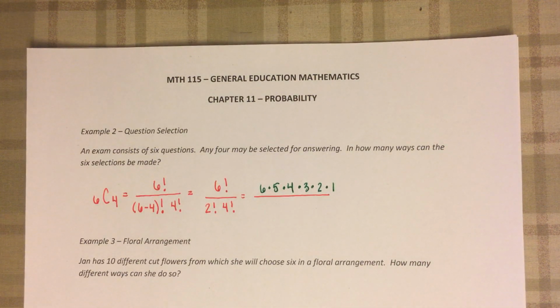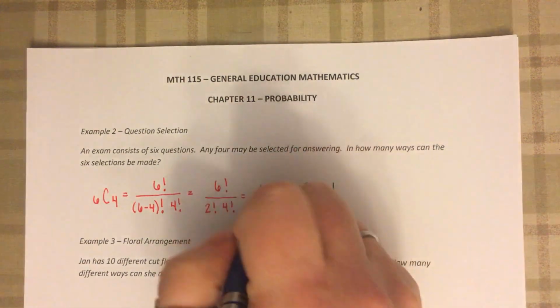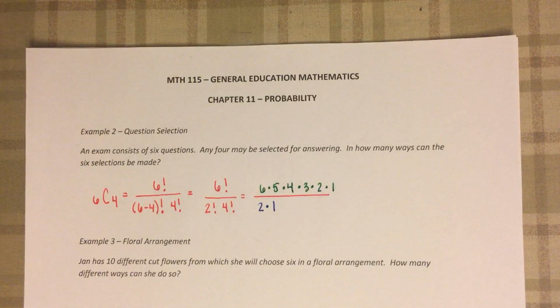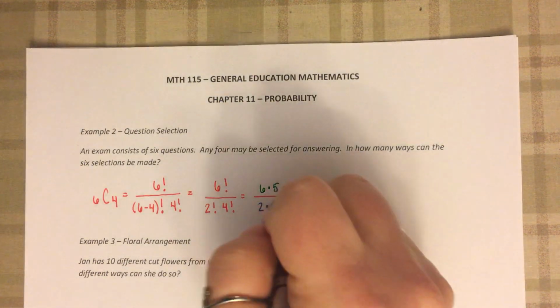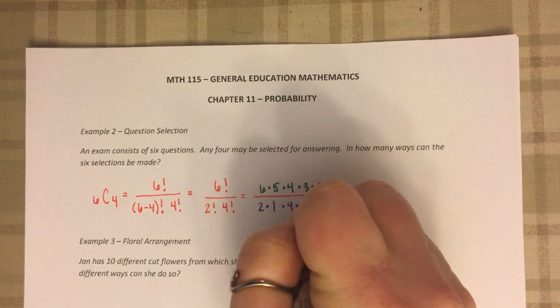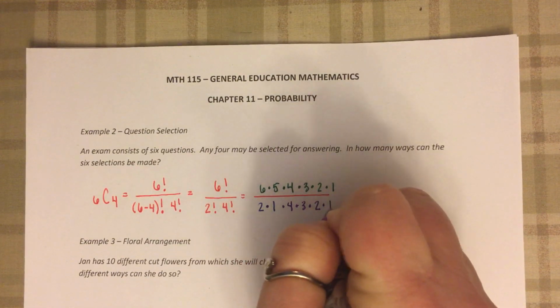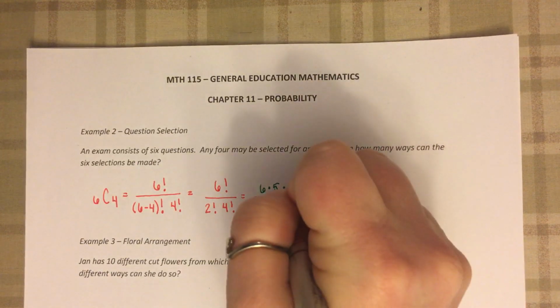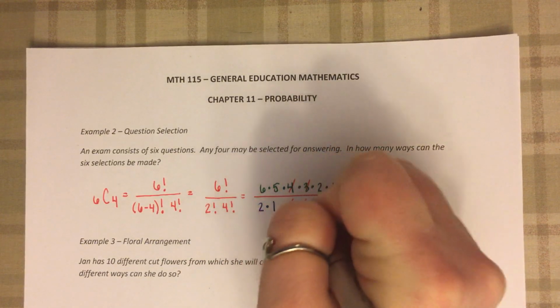Our 6 minus 4 factorial is our 2 factorial, so that's 2 times 1. And then our 4 factorial is 4 times 3 times 2 times 1. All right, then looking at what we can cancel out, we can cancel out 4 and everything below it.